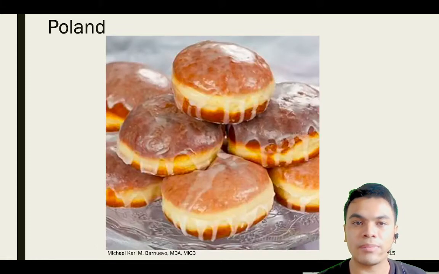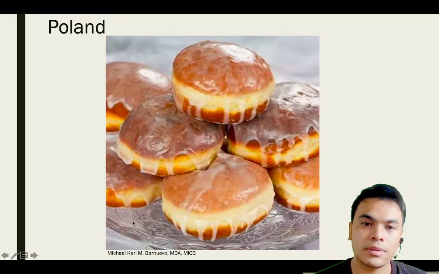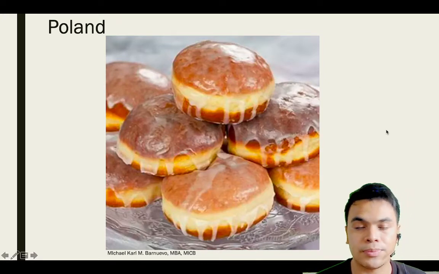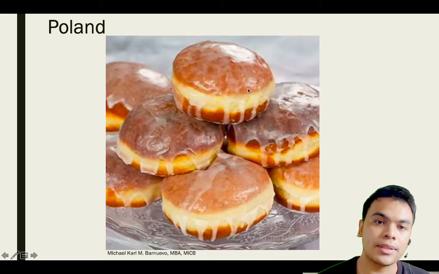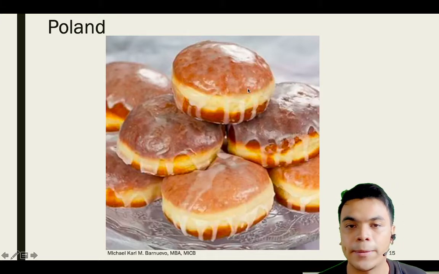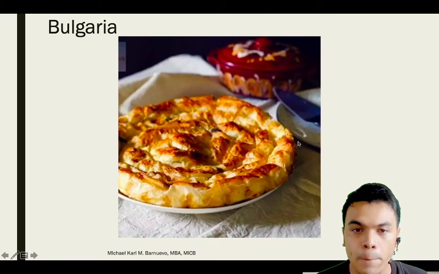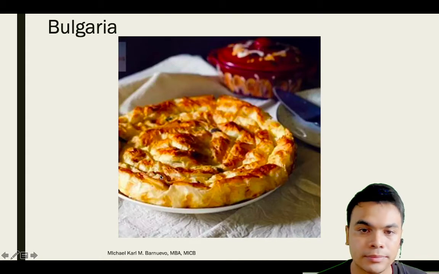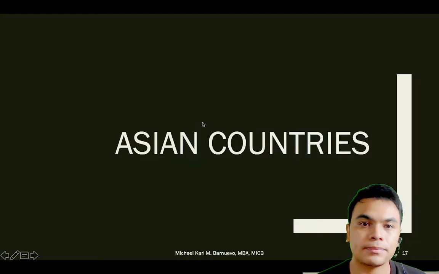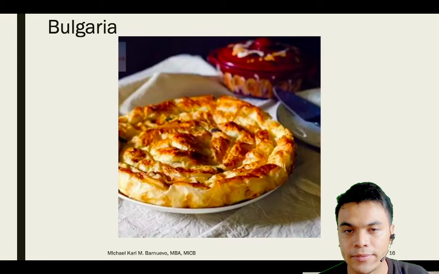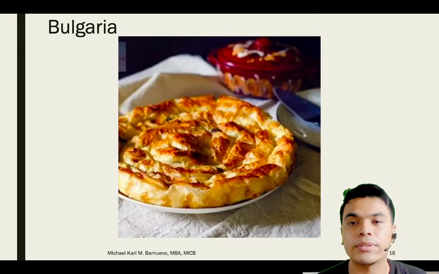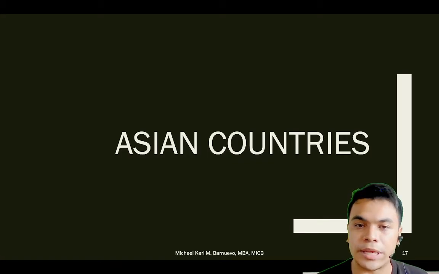In Poland, it's the same concept as the Netherlands, since this is a country with a cold climate. They prefer sweets. In their breakfast, they immediately want something like a donut. In Bulgaria, we have this type of bread comparable to an omelette. Okay, so those are the preferred breakfasts in European countries. How about in Asian countries?